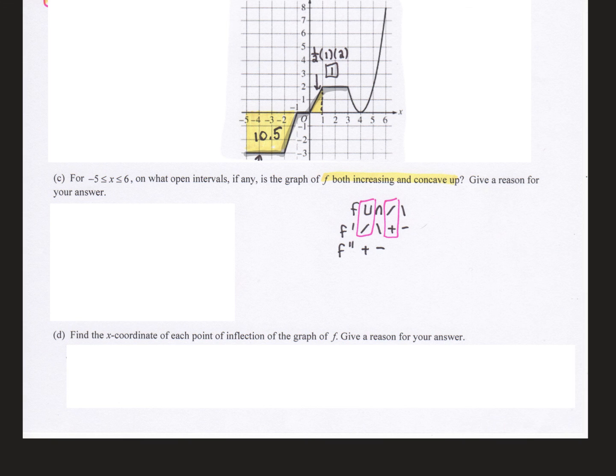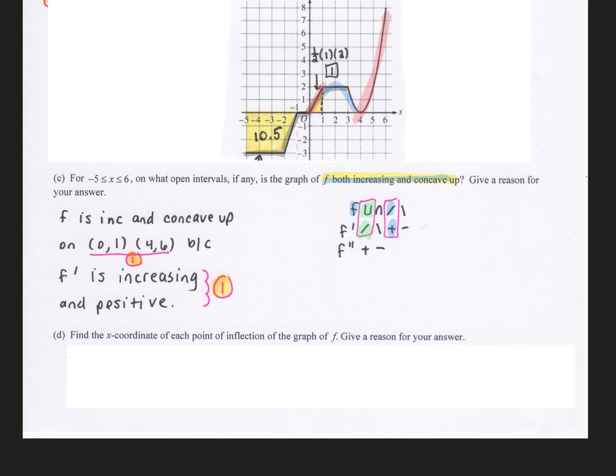In part C, I'm asked where f is both increasing and concave up. I know that f is increasing where f prime is positive. So positive means totally above the x-axis. And I also know that f is concave up where f prime is increasing. So putting both of those together, I need to be above the x-axis and also increasing. That puts me from 0 to 1 as one interval, and from 4 to 6 as the second interval.